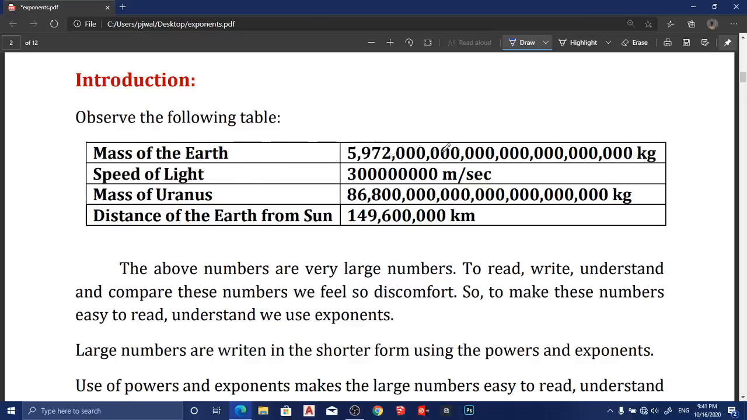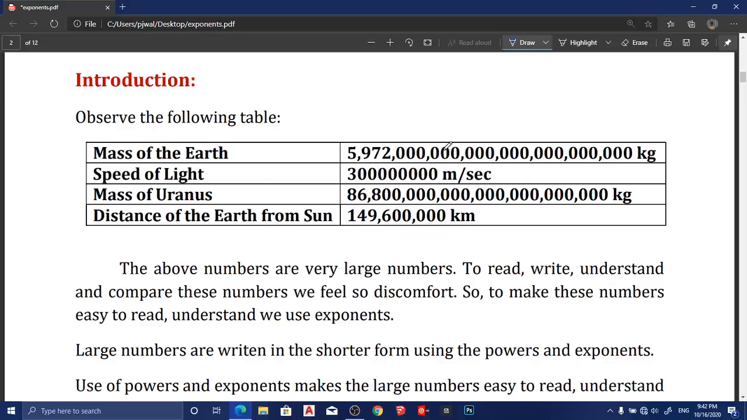And if you want to read this number, it is very difficult for us to read and understand how many zeros are there. Also, first you have to count and then you have to read that number. So these type of large numbers we observe here. One more thing is speed of light. This is also after 8 zeros are there. These many meters per second. Next, mass of Uranus is also a very large number. Distance of the earth from the sun, this is also a large number.